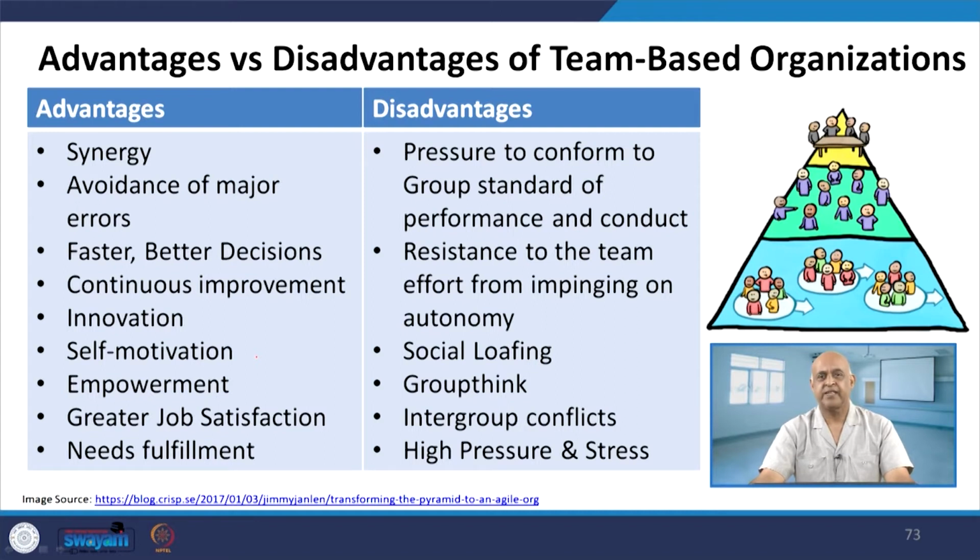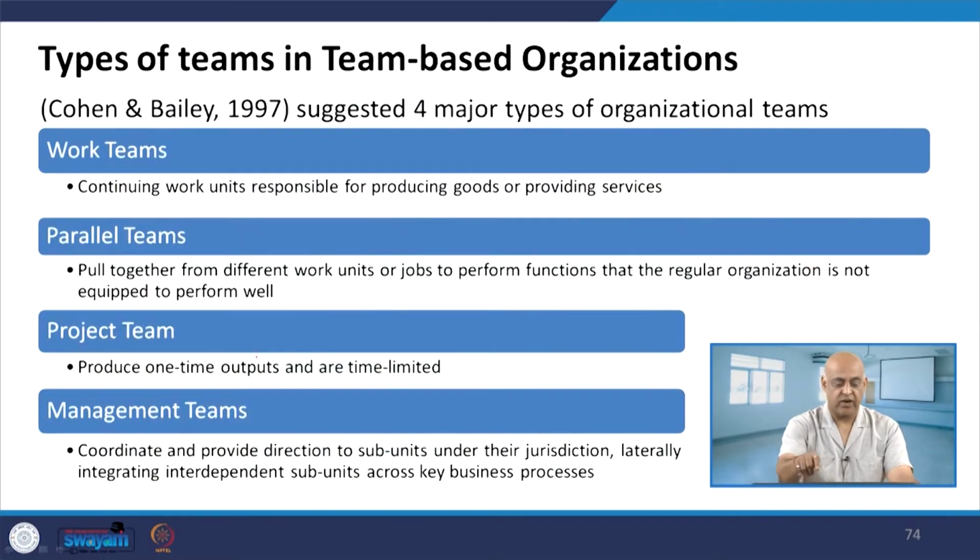Social loafing is there, because many people are working with one employee and the other employees are also present, so there may be chances of social loafing. Groupthink is there, in spite of the team. Intergroup conflicts are there, as a result of which they will not be able to perform. High pressure and stress is a very common disadvantage which has been observed in team based organizations.